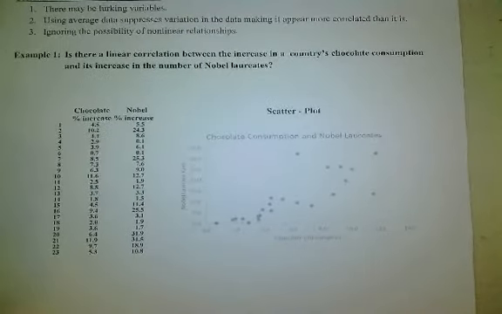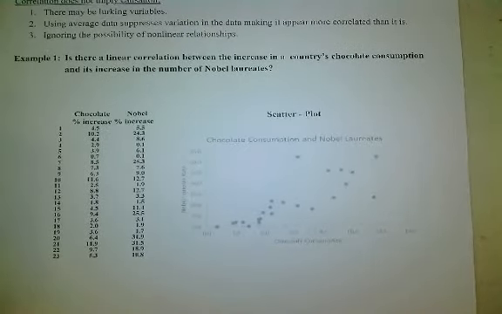Now, in this particular setup, we're going to look at an example: is there a linear correlation between the increase in a country's chocolate consumption and its increase in the number of Nobel laureates? This is a famous study that was done, I think around 2012. And so here we have 23 countries, and we are looking at their percent increase in the amount of chocolate that was consumed versus the percent increase in the number of Nobel laureates they have.